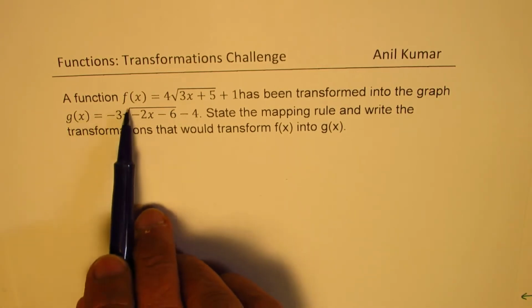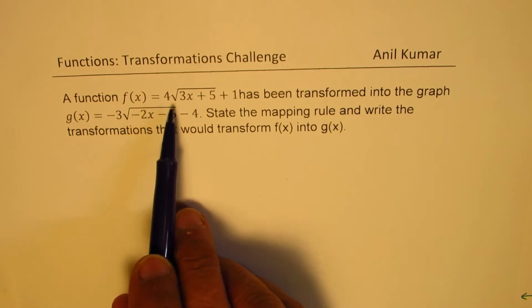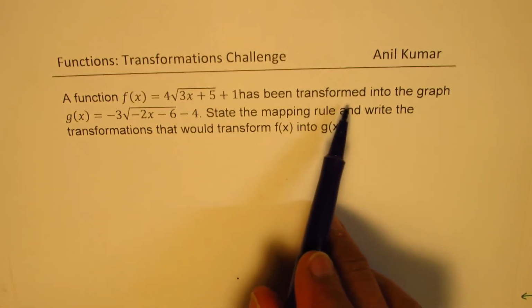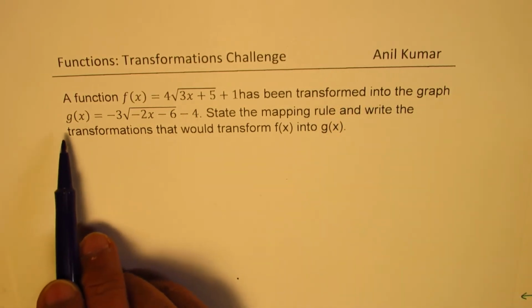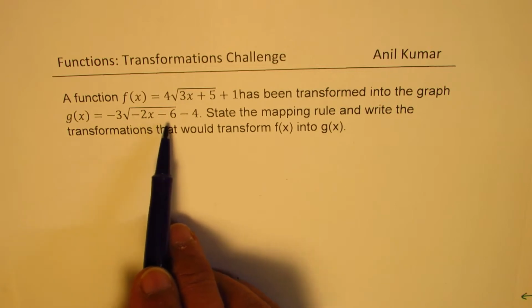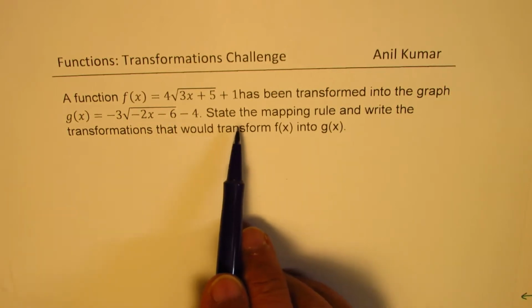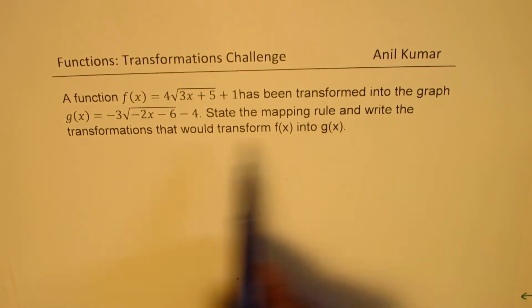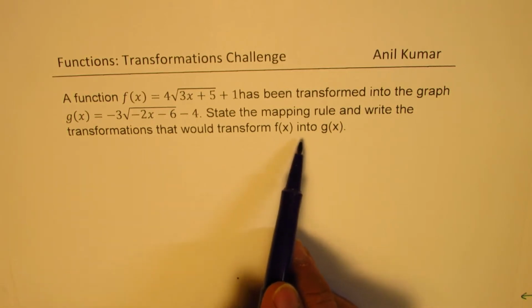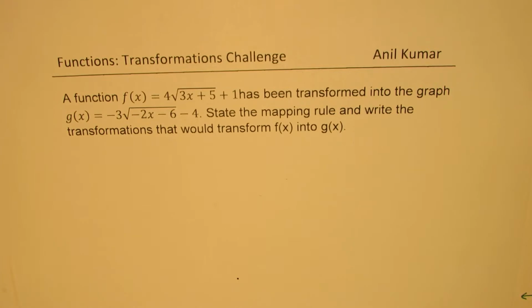A function f of x equals 4 square root of 3x plus 5, plus 1, has been transformed into the graph of g of x equals minus 3 square root of minus 2x minus 6, minus 4. State the mapping rule and write the transformations that would transform f of x into g of x. You can actually pause the video, answer the question, and then look into my suggestions.